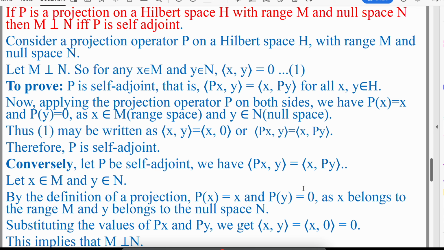If we substitute these values here, then with Px equal to x, we get the inner product of x with y is equal to the inner product of x with 0. The inner product of x with 0 is equal to 0. It means the inner product of x with y equals 0. Because x belongs to M and y belongs to N, the inner product equal to 0 means M and N are orthogonal. Thank you.